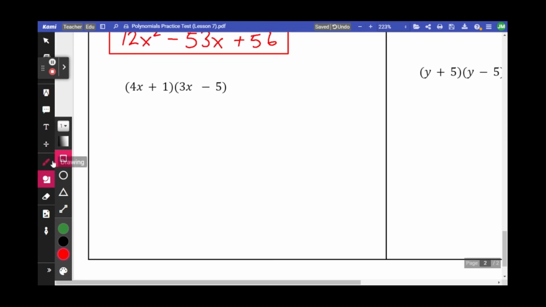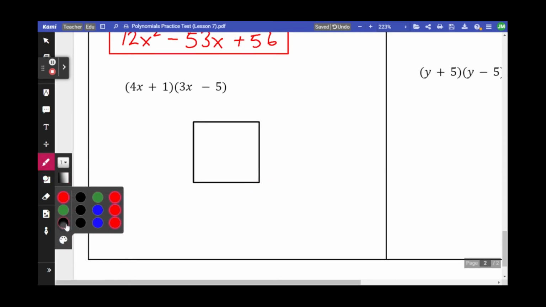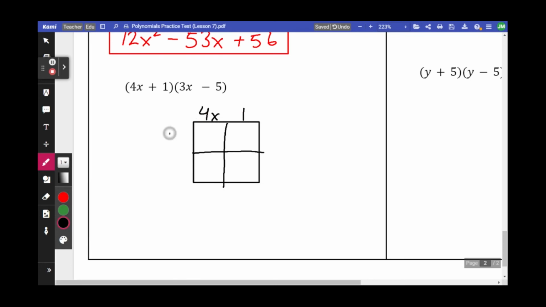All right, last one, we have a box of dimensions 2 by 2. We'll put the first terms along the top, 4x and 1, and 3x, negative 5 along the side. Multiply the rows and the columns, so 3x times 4x is 12x squared, and then 3x times 1 is 3x. Negative 5 times 4x is negative 20x. Negative 5 times 1 is negative 5.